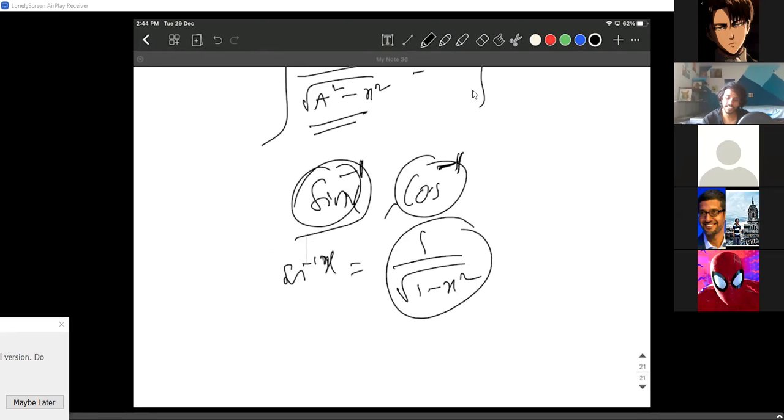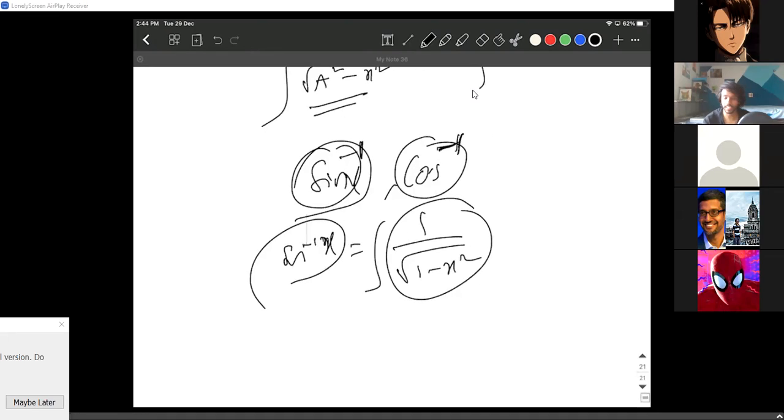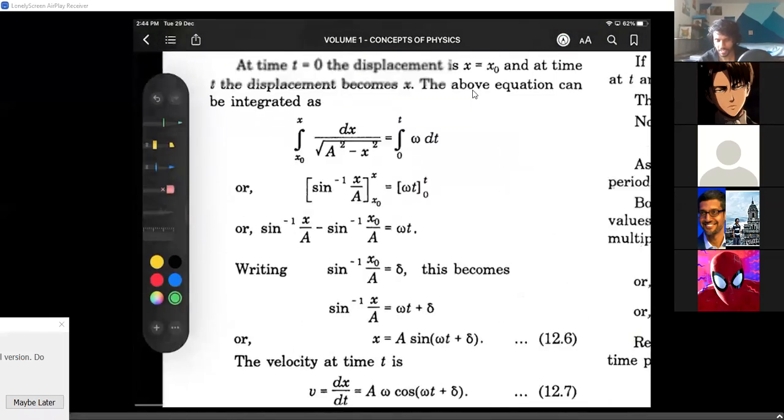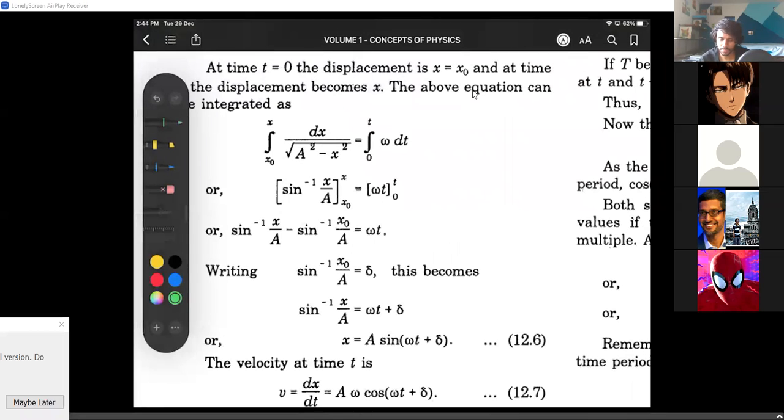So the integration of this thing is becoming this. The integration of 1 by root over a square minus x square gives us something like sine inverse x by a, I guess. Let's look at that. Yeah, right here it is. So what he does is he does the same integration. He gets a sine inverse x. In the end, the important thing is he comes up with this point.